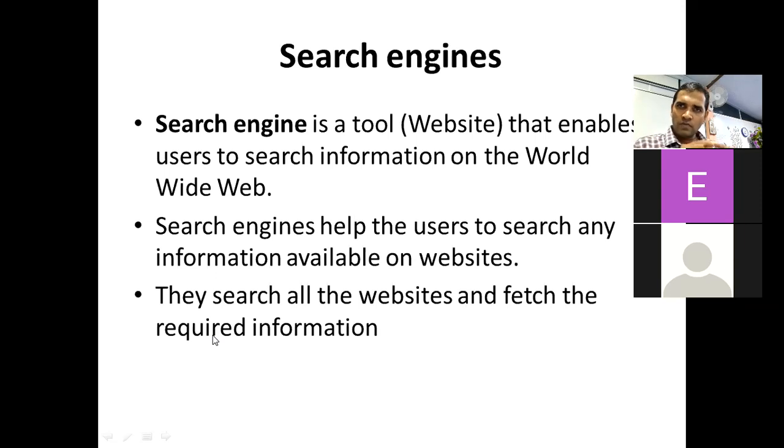Once you type the expected word, I will show you how to type. You have to type a phrase or a particular keyword on the search engine. Once it is typed, the search engine goes through all the websites, finds the required information, and fetches it to your screen, to your browser. So this is the search engine. This may be one of the biggest services of the internet. Of course, the WWW may be the biggest.